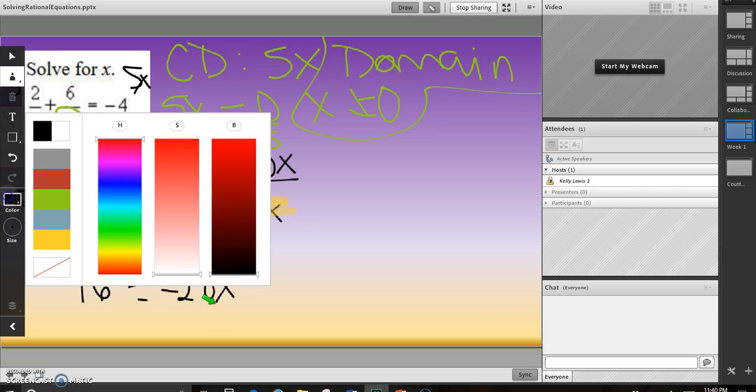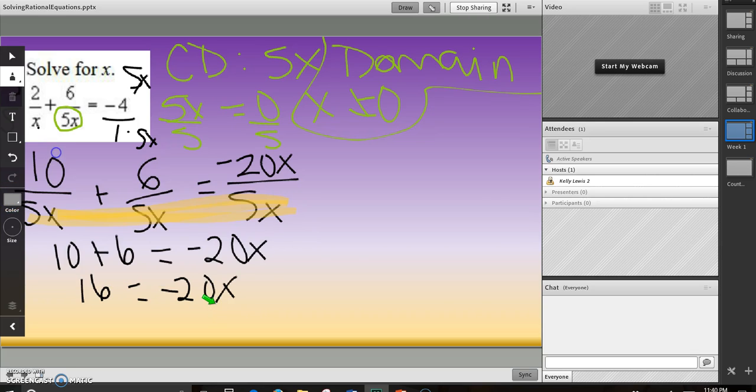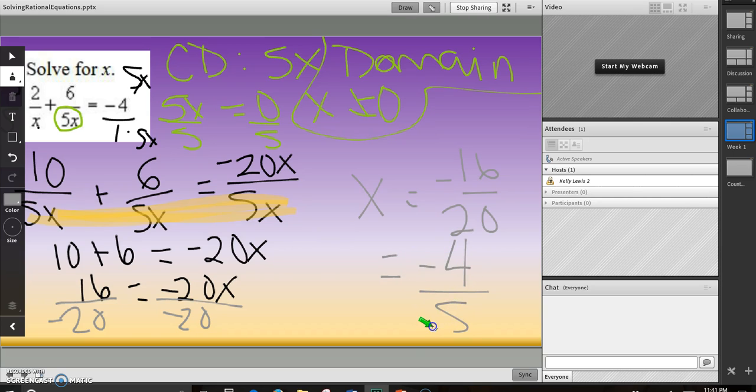We need x by itself. So let's divide by negative 20. All right, so x equals negative 16 over 20, but we need to simplify. So if we divide everything by 4, we're going to get 4 over 5. So I get negative 4/5. That is not 0, so we're okay.